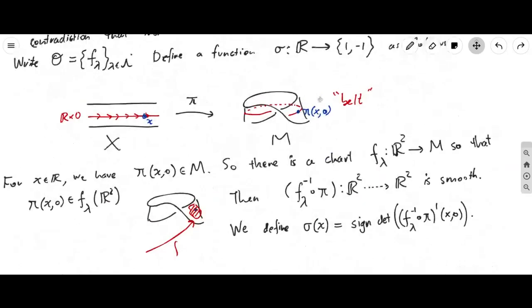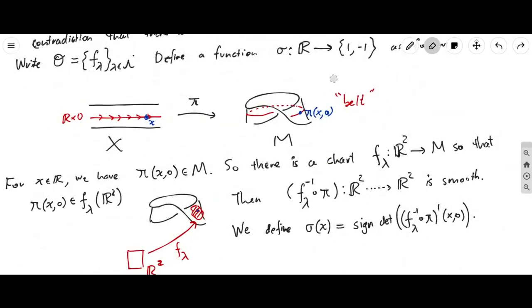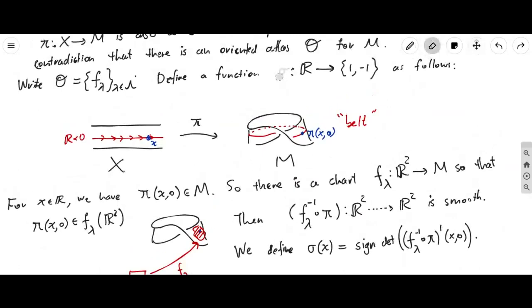Okay, so let's maybe go through this step again. We're defining this function called sigma. This is the sign function. It's defined on R. The idea here is you run around the belt. As you're moving along the belt, you map a point onto the Mobius band, and then you decide whether or not that point is on the outside or the inside.